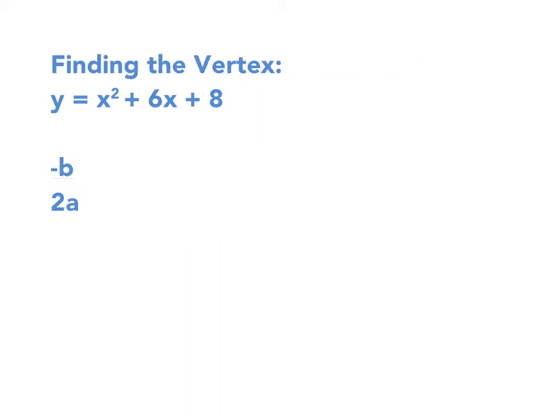So finding the vertex, again, the formula is negative b over 2a. So remember that the quadratic standard form, that should be a b, I apologize. Standard form goes ax squared plus bx plus c. So we're going to plug our values for b and a into this formula.